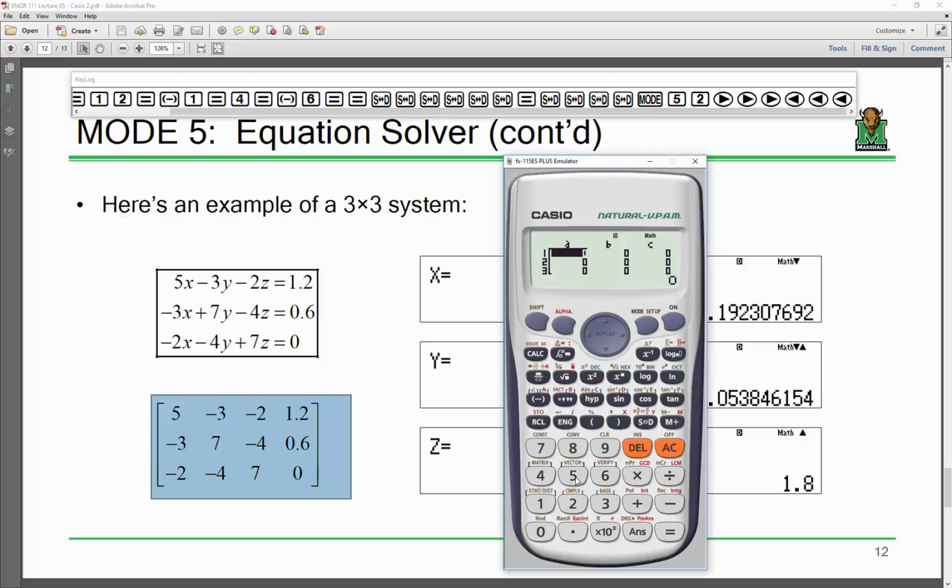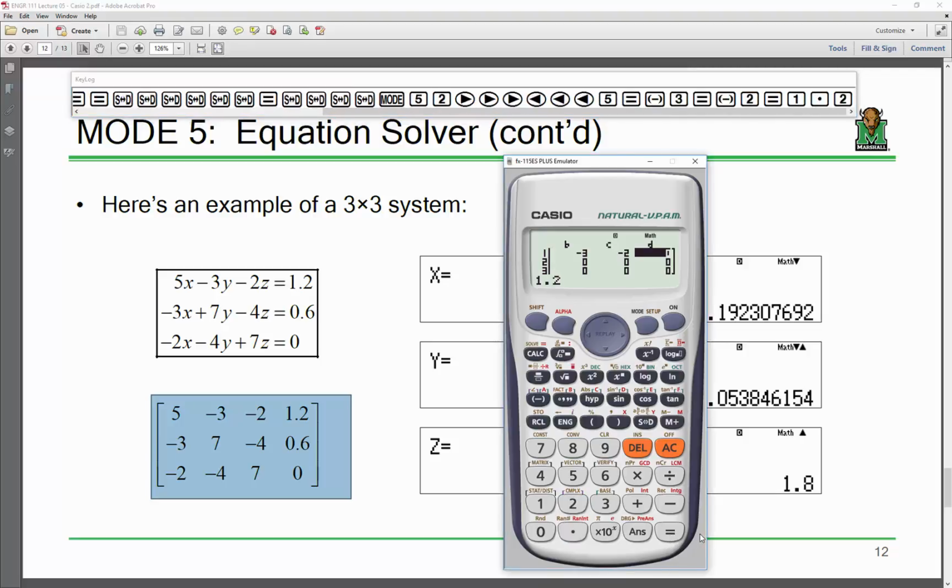these values. So 5, then we got minus 3. And we can just sort of go through this. So minus 2, then 1.2, and your decimal symbol right there. Minus 3, 7, minus 4, 0.6, minus 2, minus 4, 7, 0.